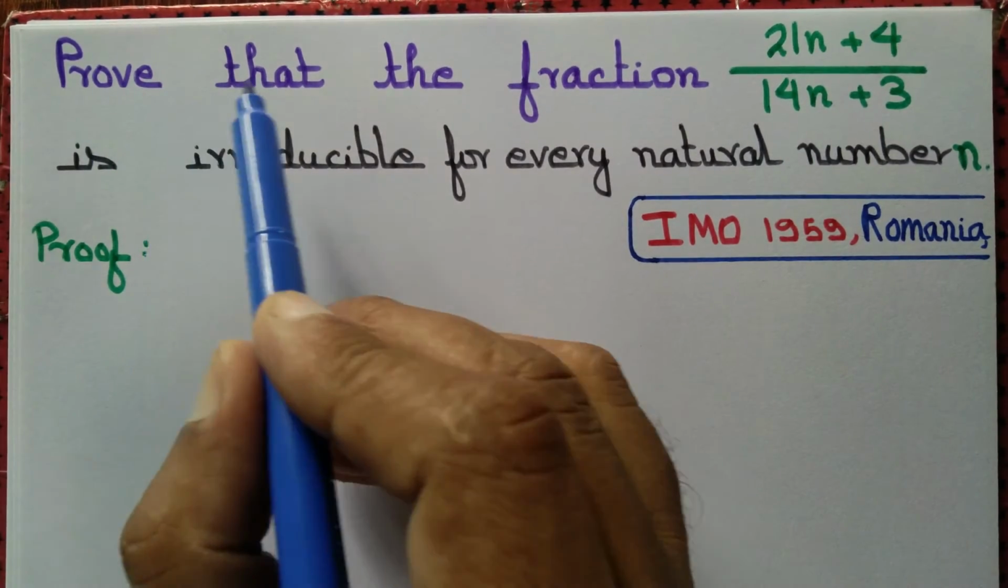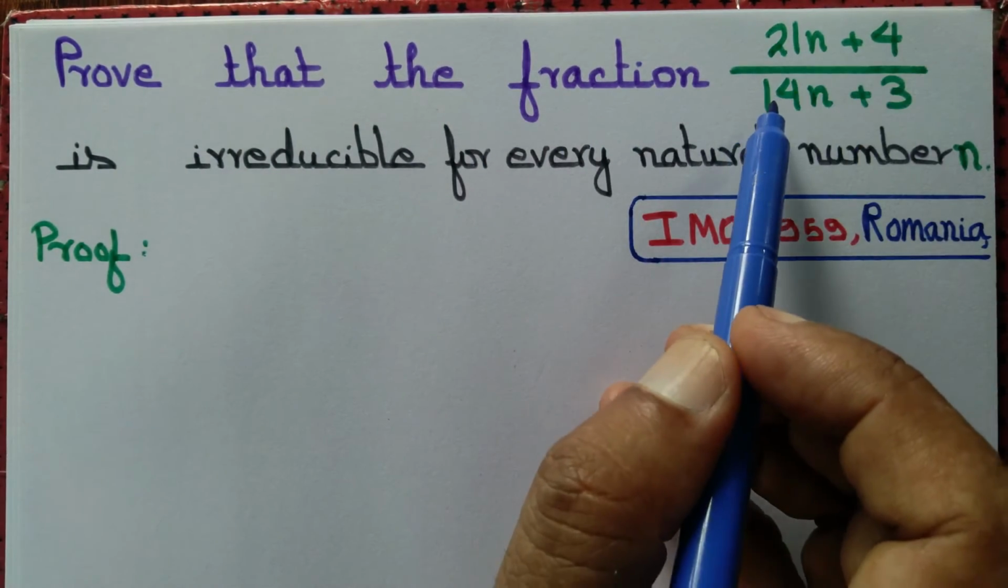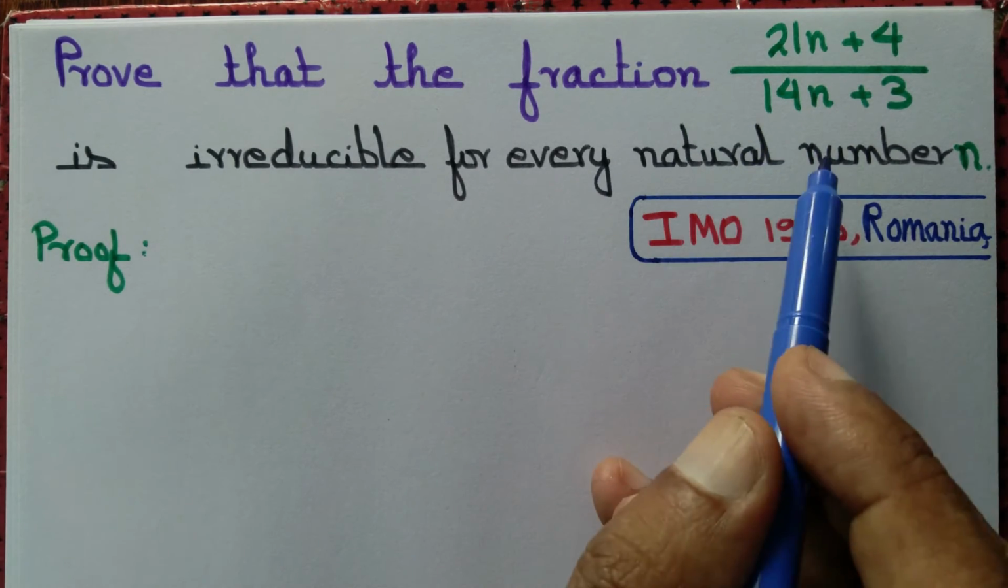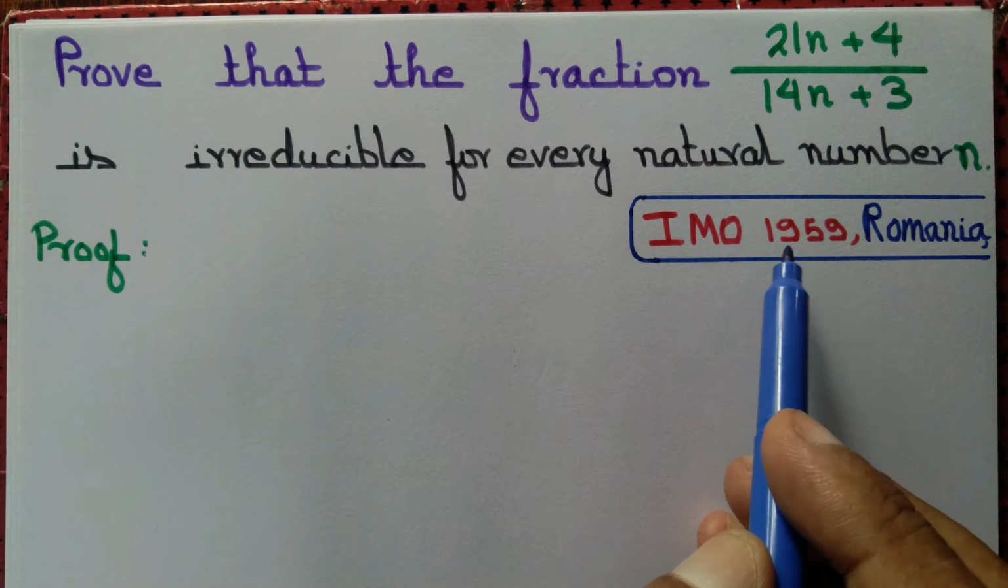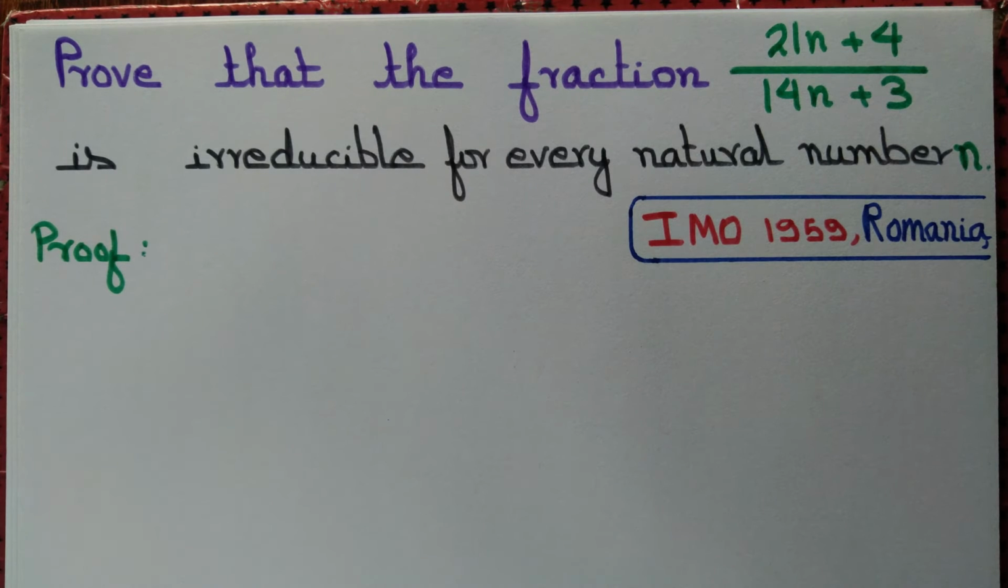In this video, we prove that the fraction (21n + 4)/(14n + 3) is irreducible for every natural number n. This question was the first question in the International Mathematical Olympiad, held in 1959 in Romania. Let's do this question. Of course, we can do it using the Euclidean algorithm, but we will follow an approach that even common men can understand.